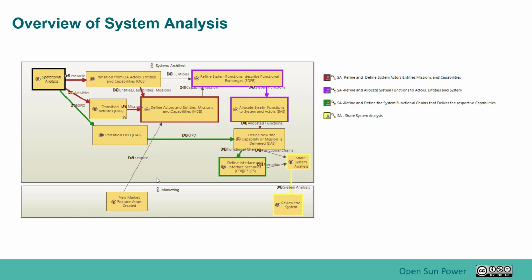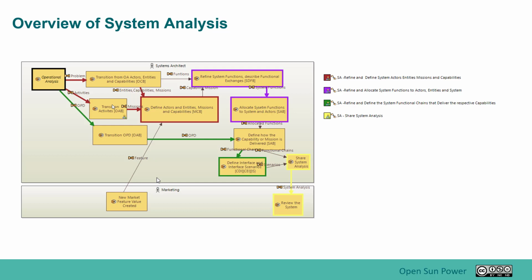We're going to start with the operational analysis content we already created, and we're going to go through a process called transitioning. We're going to transition the information that was created in the operational analysis so we can use it in the system analysis. You can see the transitioning in the red flow on this diagram. We take the operational capabilities and bring them over, and also bring over the operational activities. Those turn into mission capabilities and system functions that we're going to use to detail out what the system is going to do.